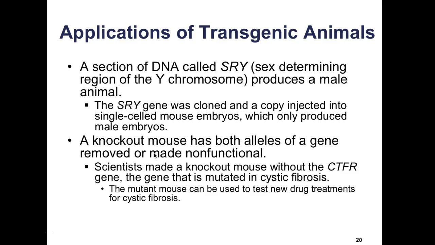So, applications of transgenic animals. Basically, a section of DNA called the SRY, which is the sex-determining region of the Y chromosome, produces a male animal. The SRY gene was cloned and a copy injected into single-celled mouse embryos, which only produce male embryos. A knockout mouse has both alleles of a gene removed or made non-functional. So scientists made a knockout mouse with the CFTR gene, and that gene is mutated in cystic fibrosis. The mutant mouse can be used to test new drug treatments for cystic fibrosis research.